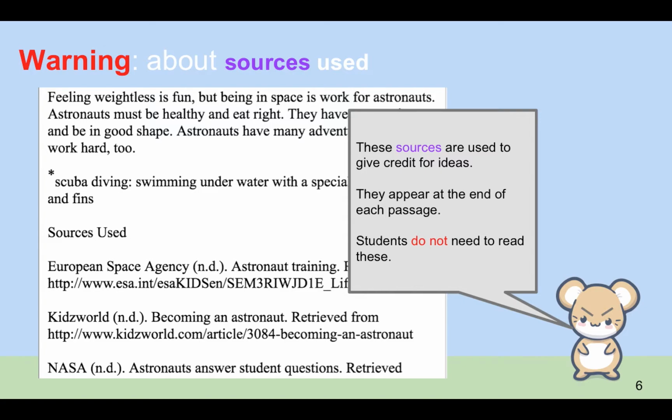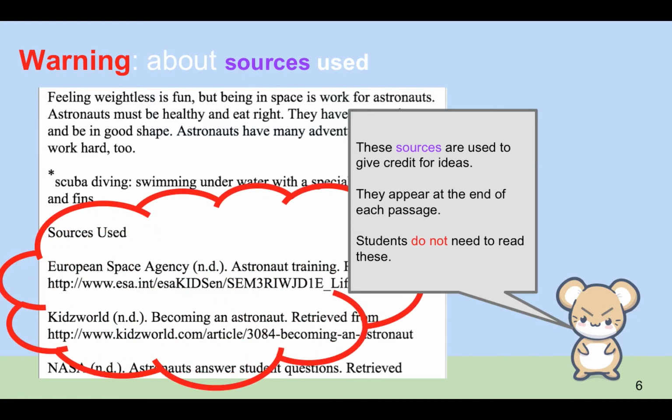A warning about sources. At the end of each passage, there is a list of sources used. Listen to the mouse. You do not need to read these. Reading them will not help you answer the question. These sources are the author's way of giving credit for information and ideas.